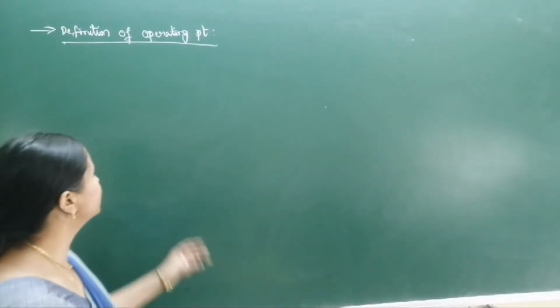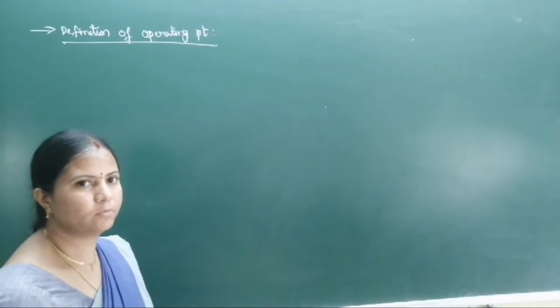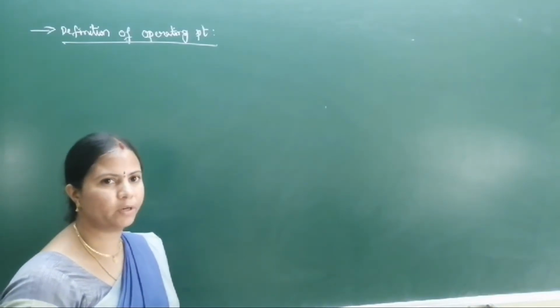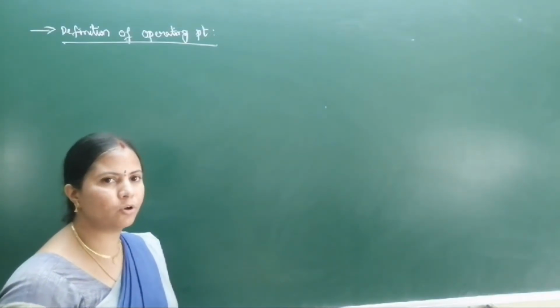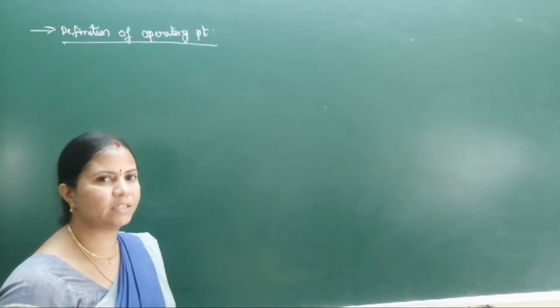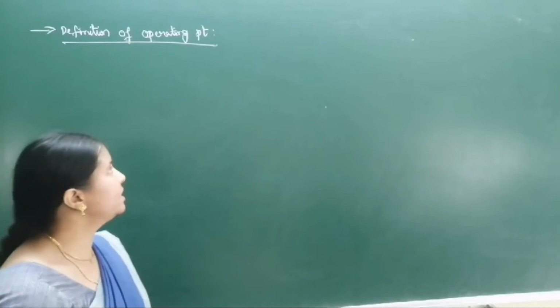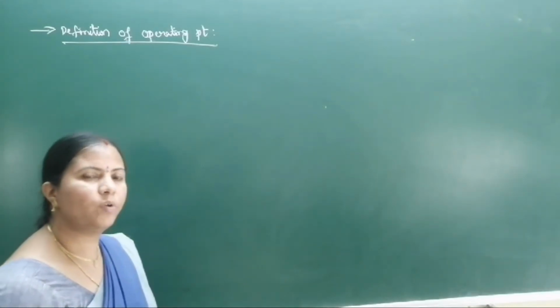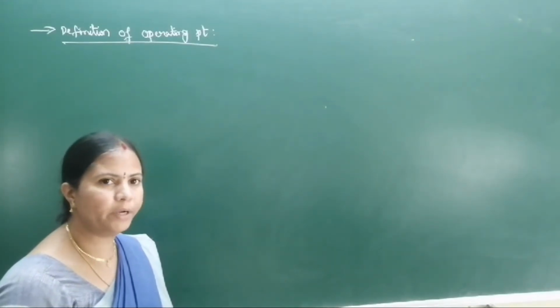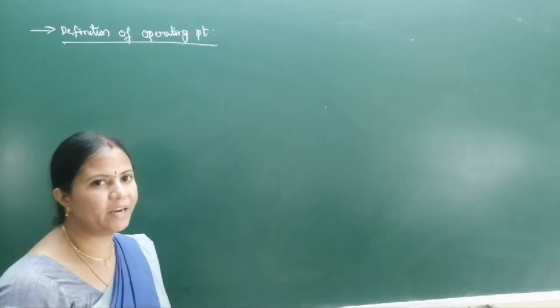Today we are going to discuss the topic about operating point. What is the definition of operating point? The zero signal values of IC and VC of the transistor is known as operating point. Here the other names for operating point are quiescent point, Q point or silent point.